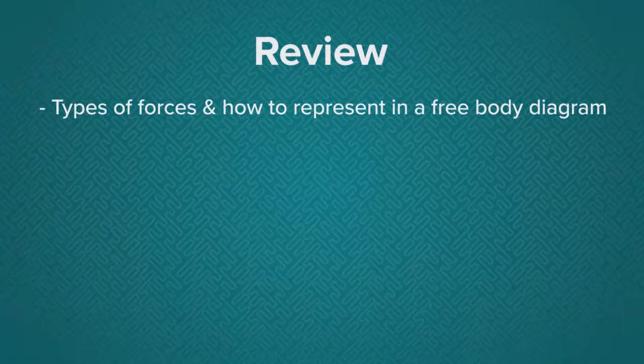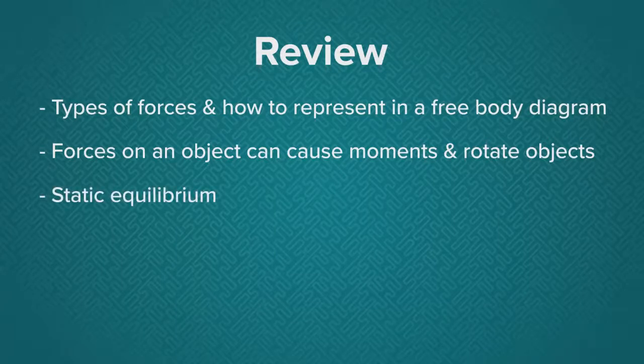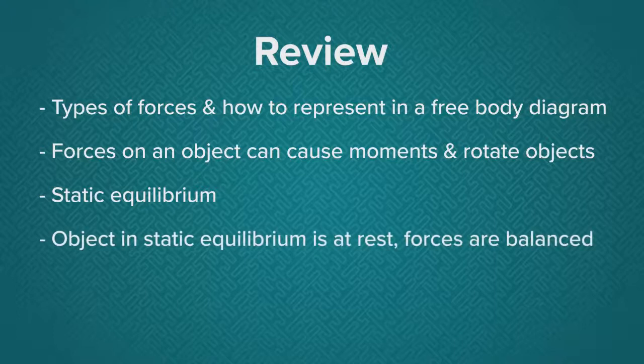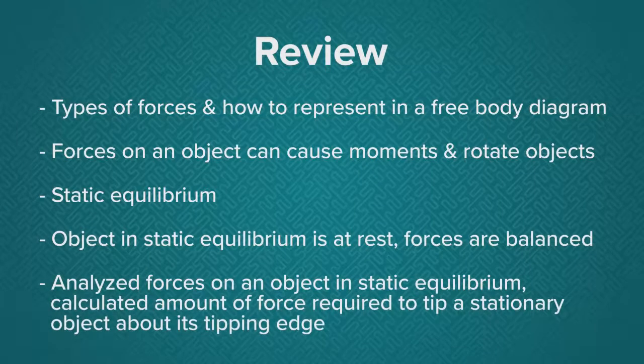The data you collected in your experiment and your empirical model should support the theoretical formula for tipping force that we just derived. To review the series, you first learned about types of forces and how to represent forces that are exerted on an object in a free body diagram. You also learned that forces on an object can cause moments that tend to rotate the object. Then we explored the idea of static equilibrium. You learned that an object in static equilibrium is at rest and that the forces on that object are balanced. Using the equations of static equilibrium, you analyzed the forces exerted on an object that's in static equilibrium and derived a theoretical formula that can be used to calculate the amount of force that's required to tip a stationary object about its tipping edge.